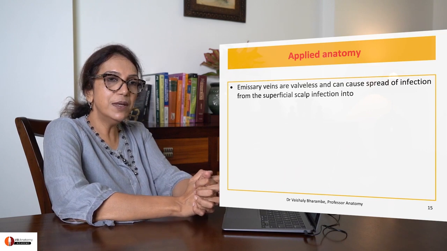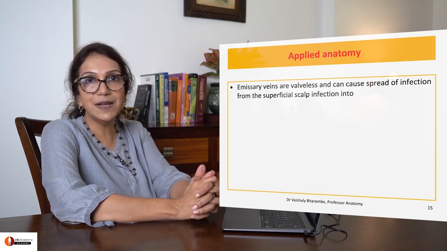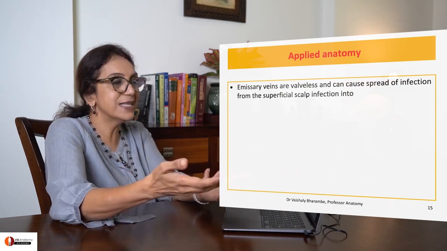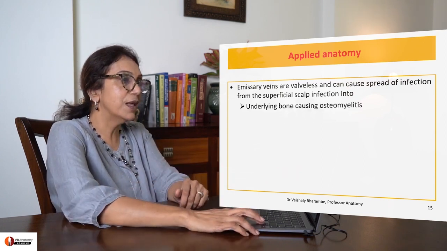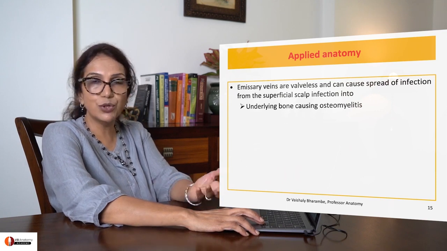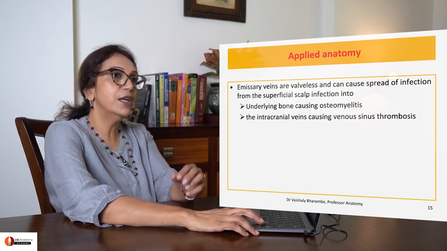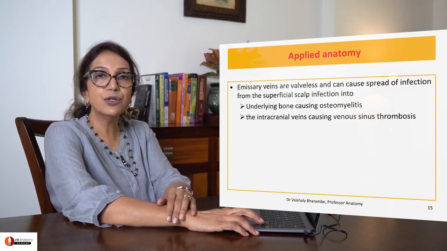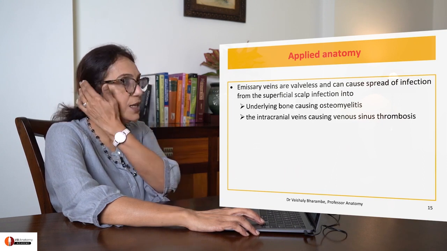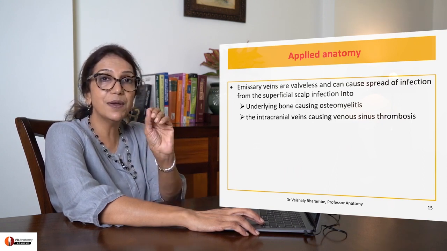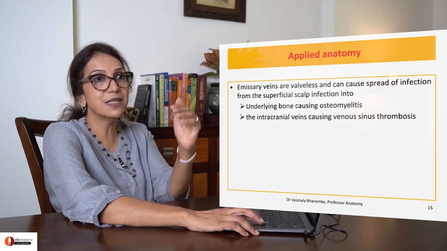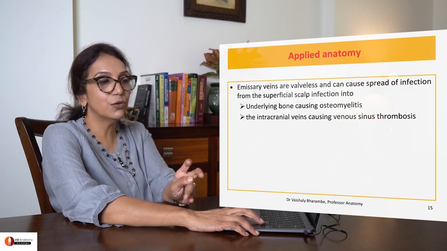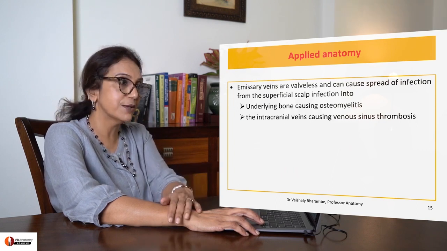Right. So remember, students, emissary veins are valveless veins. So they can cause spread of infection from superficial scalp infection into the underlying bone, causing osteomyelitis. They can cause it to go into the intracranial veins, causing venous sinus thrombosis. So in venous drainage, it's important that you remember the job of emissary veins, which is valveless and spreading infection from upwards down into the bone or into the brain, causing venous sinus thrombosis.